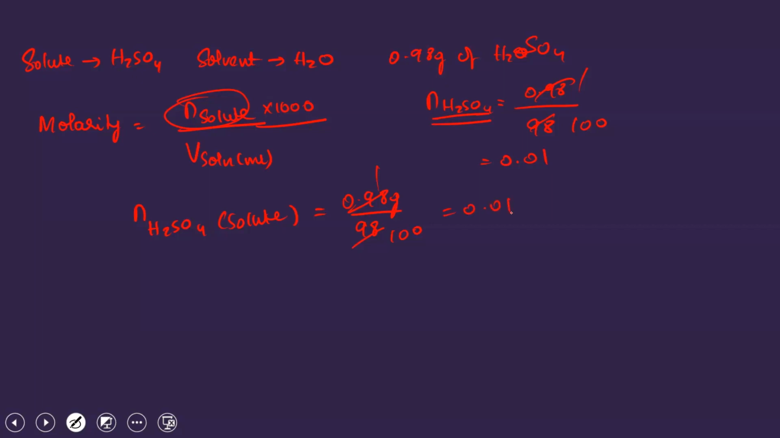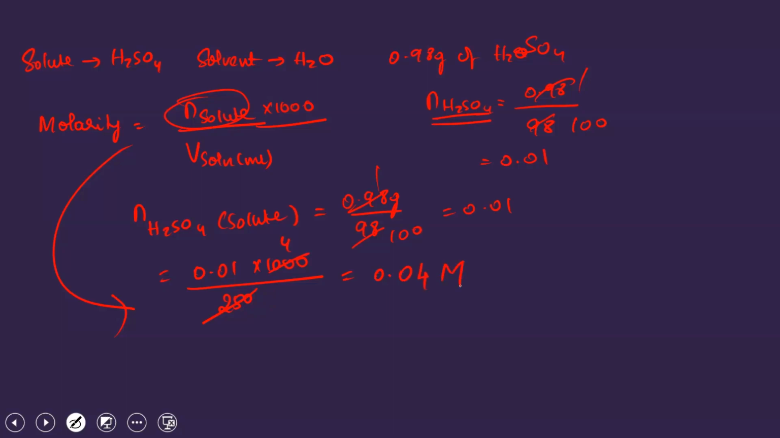Okay, fine. So now what will you do? Number of moles of solute is 0.01 into 1000. I am substituting this in the formula. Okay. What is the volume of solution given? 250 ml of solution. So divided by 250. You have to find the moles of the solute only.